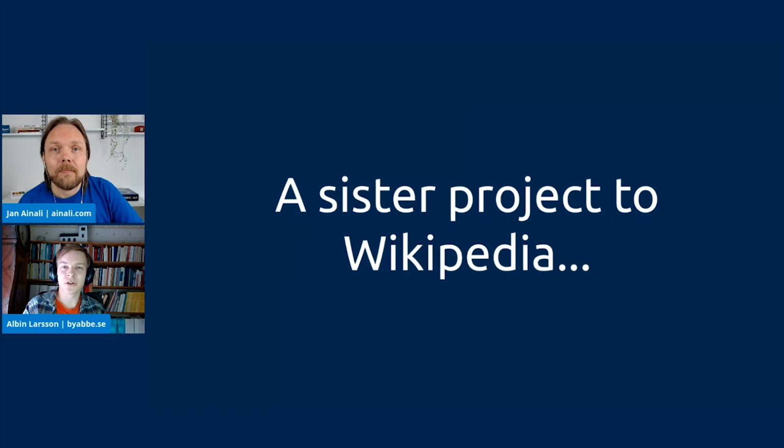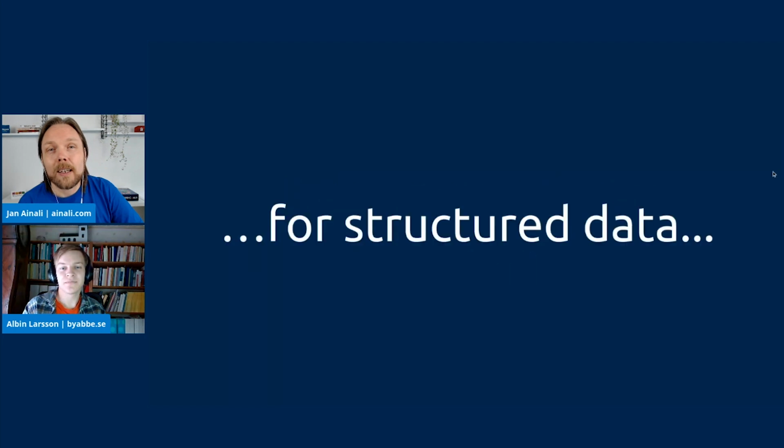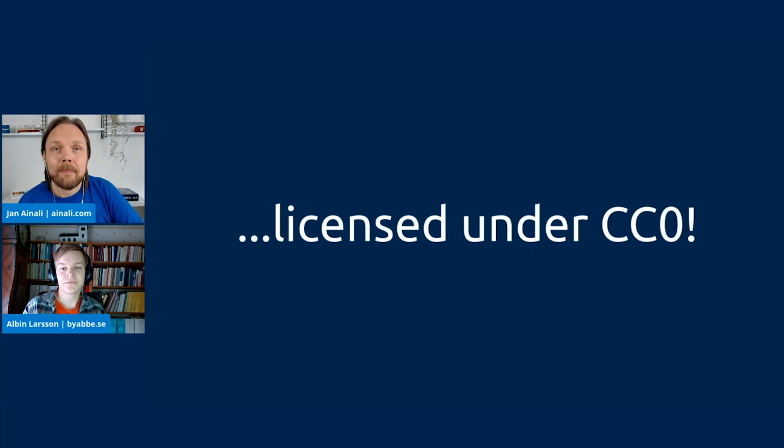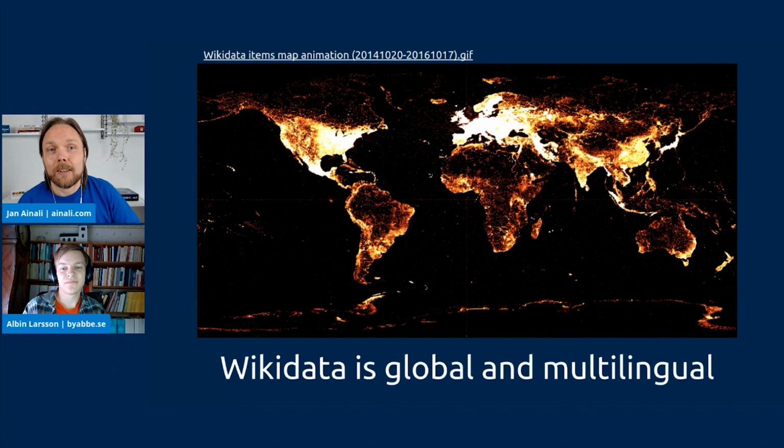Wikidata is a sister project to Wikipedia, which among other things means that anyone can edit it. And unlike Wikipedia, this is for structured data. And all that structured data is licensed under CC0, so anyone can reuse it. Similarly to Wikipedia, it's global, but very differently. Instead of having very many language versions, this is one multilingual project.